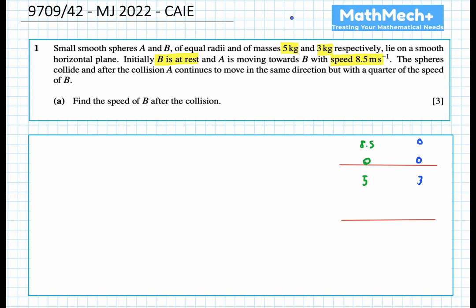Drawing our little sketch as always, mass and velocity, and we see for B we are at rest, so we have no velocity. So the initial stage now for our momentum is 5 times 8.5, plus 3 times 0 for B, so 42.5.